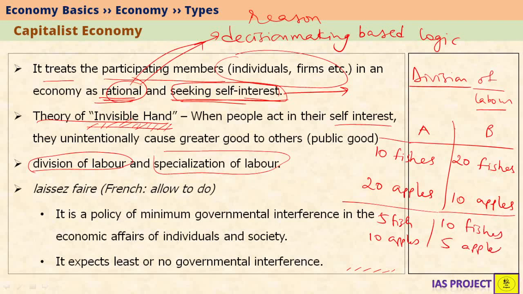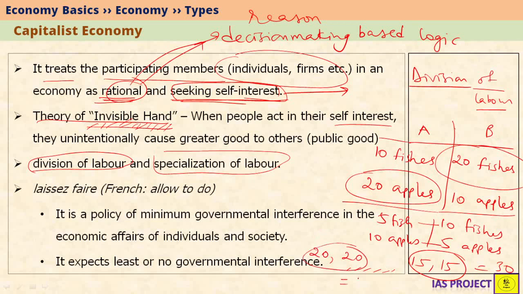So if we give them the whole 1 hour, we can see that we have 15 fish and 15 apples at the end of 1 hour. So 15 is our number. So the total can be 30 items. However, if we give A the job of gathering only apples, and if we give B the job of only gathering fish, then we can catch 20 fish and 20 apples at the end of 1 hour. So 20 plus 20, 40, is better than this 15, 30. So this is called division of labor.